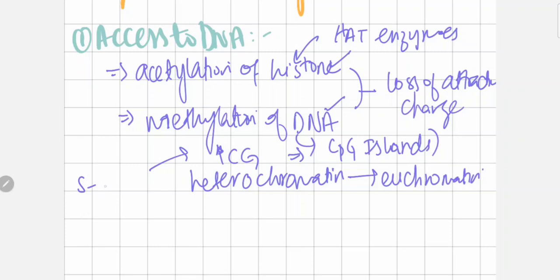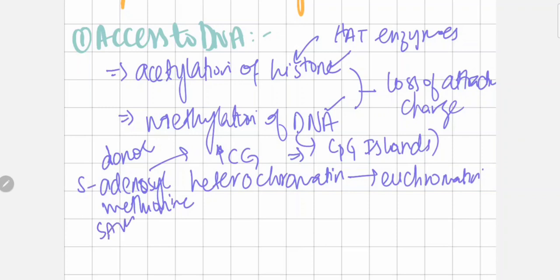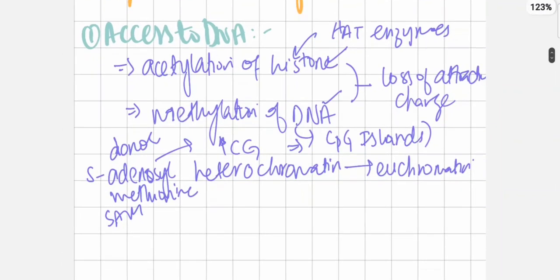S-adenosyl methionine enzymes that act as a donor, and we use different methylases to add that to the DNA. So SAM is the donor of the methyl group or the acetyl group, mostly the methyl group.